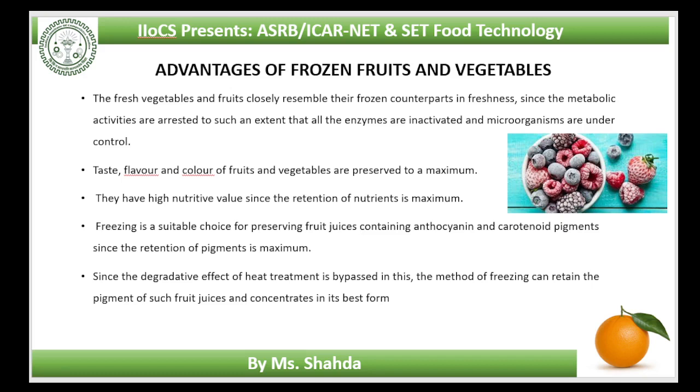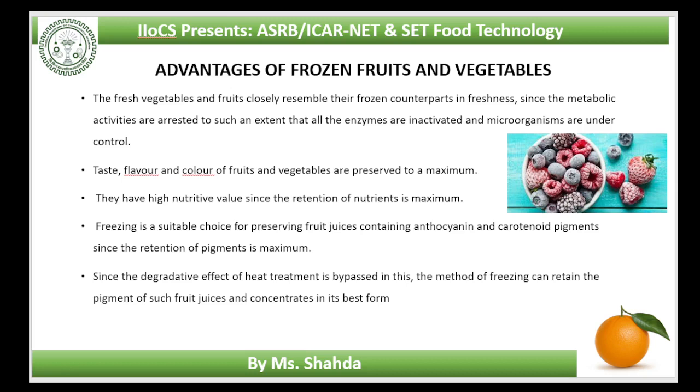The advantages of frozen fruits and vegetables. Fresh vegetables and fruits closely resemble their frozen counterparts in freshness, since the metabolic activities are arrested to such an extent that all enzymes are inactivated and microorganisms are under control. The taste, flavor and color of fruits and vegetables are preserved to a maximum. They have high nutritive value since the retention of nutrients is maximum.